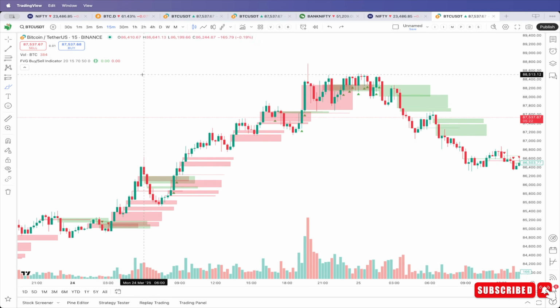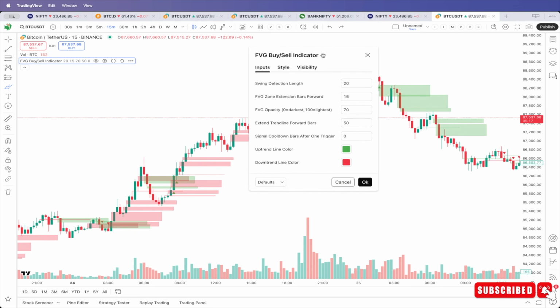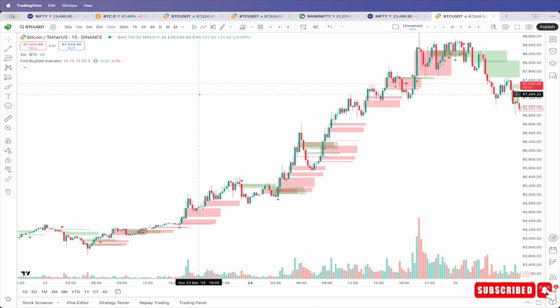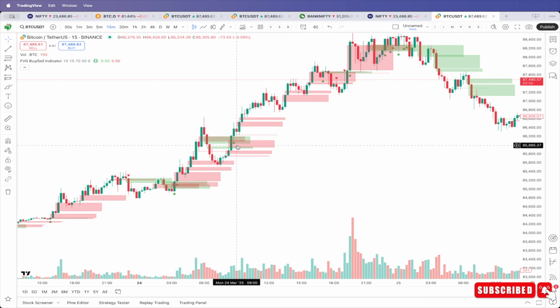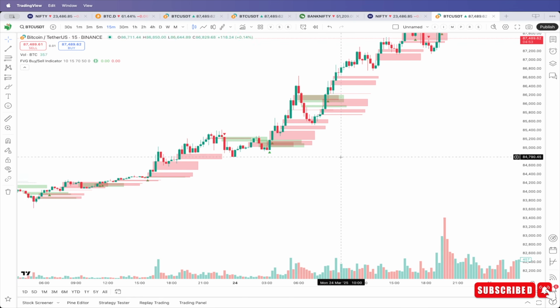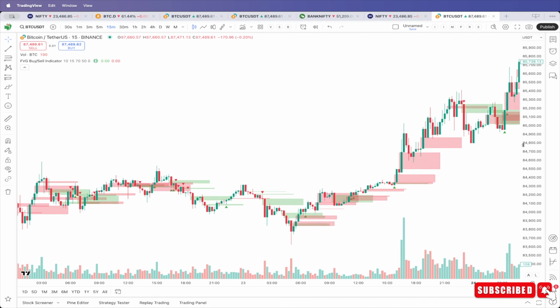Let's try to backtest it. Okay, let me put the settings back to the original that I have. Oops. So you can clearly see there was a buy signal here, there was a buy signal here. It retested this FVG actually. See, so that's how these can help you.